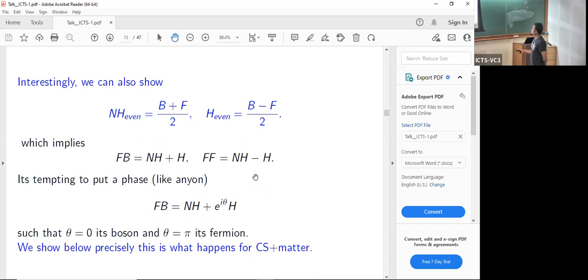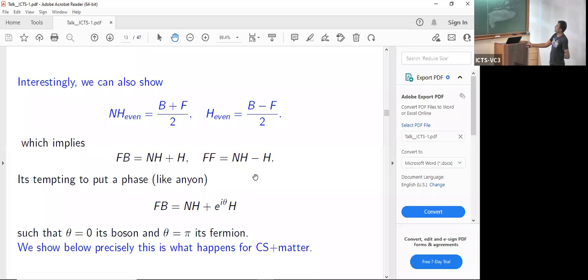And this also implies that the free boson, in this language, is non-homogeneous plus homogeneous, and the free fermion is non-homogeneous minus homogeneous. Okay. And here, as you can see, it is tempting to put a phase, the exponential of i theta, in between, which interpolates between the fermion and the boson. And we'll see, working in momentum space or spinor-helicity variables, precisely this is what we are going to get. Maldacena's answer means this. That's what I'm going to show now.